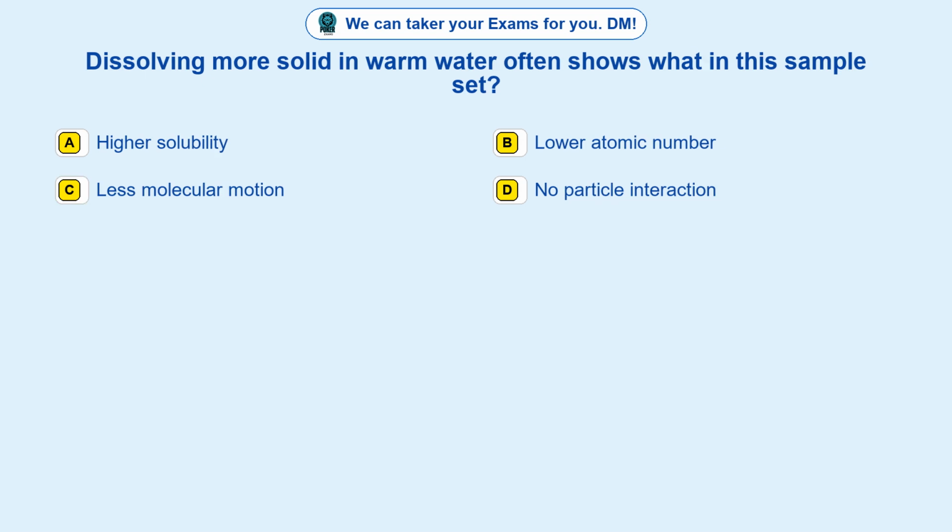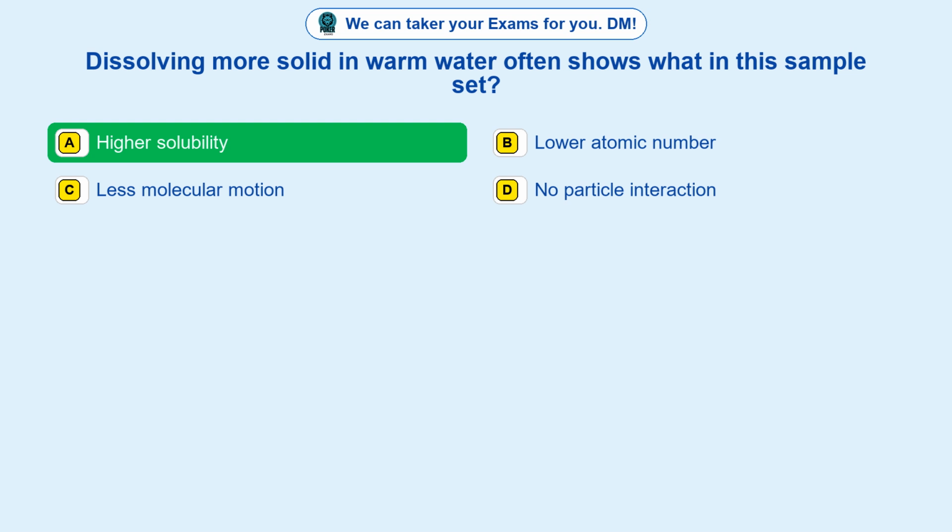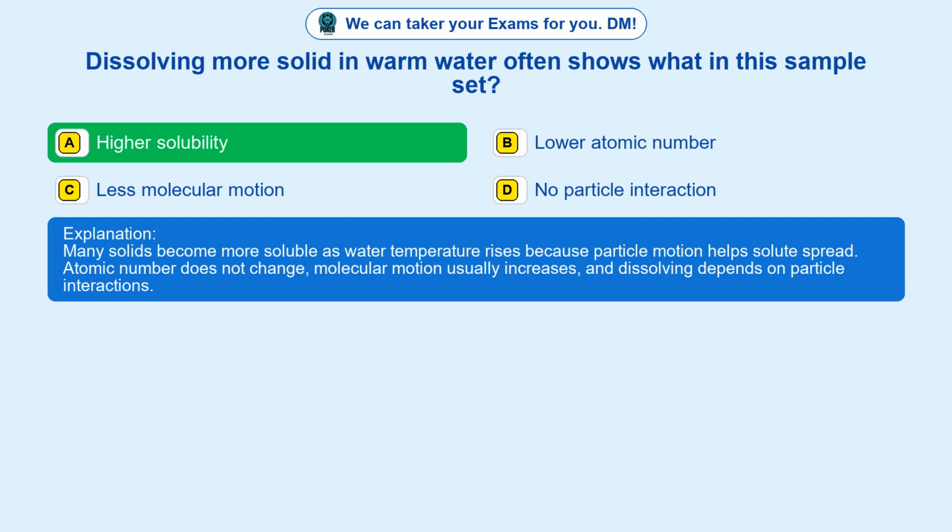Question 54. Dissolving more solid in warm water often shows what in the sample set? Option A, higher solubility. Option B, lower atomic number. Option C, less molecular motion. Option D, no particle interaction. The correct answer is option A. Higher solubility. Many solids become more soluble as water temperature rises because particle motion helps solute spread. Atomic number does not change, molecular motion usually increases, and dissolving depends on particle interactions.